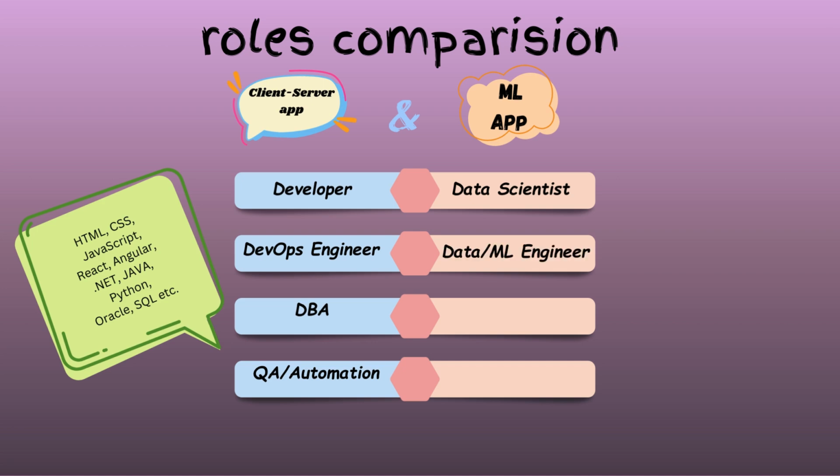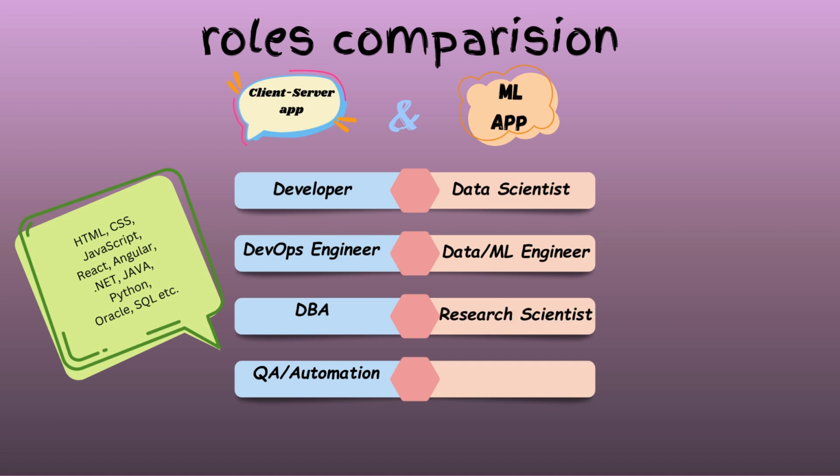Data engineer or ML engineer. Responsibilities: designs, constructs, and maintains data pipelines and architectures to ensure efficient data flow and access. Also implements and optimizes ML models, handles model deployment and scalability, and integrates models into production systems. Skills required are ETL processes, big data technologies like Hadoop, Spark, SQL and NoSQL databases, ML frameworks like TensorFlow, PyTorch, and model deployment tools like Docker, Kubernetes.